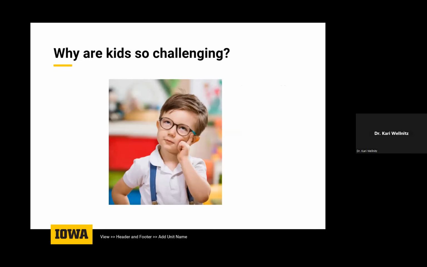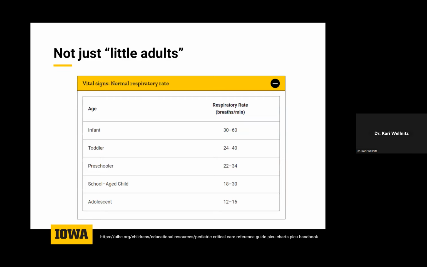Many people, including pediatricians, find kids challenging to assess and appropriately care for. It's especially hard if you're coming from a background where you're dealing mainly with adults. So when you are working with children, it's important to know what's normal and what's not normal. As you can see, as children age, they go from having a respiratory rate where breathing up to 60 times a minute can be normal and healthy to, when they're adolescents, breathing more in the 12 to 16 that we'd expect to see in adults.